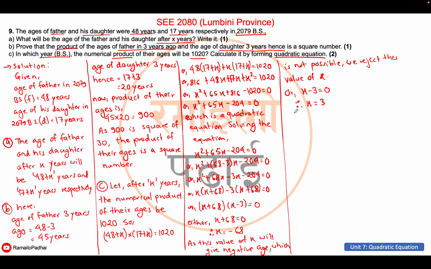Or x minus 3 is equals to 0, and that will give therefore x is equals to 3. Okay, so after 3 years the numerical product of their ages will be 1020. Okay, 1020. So this is about the solution of this question.